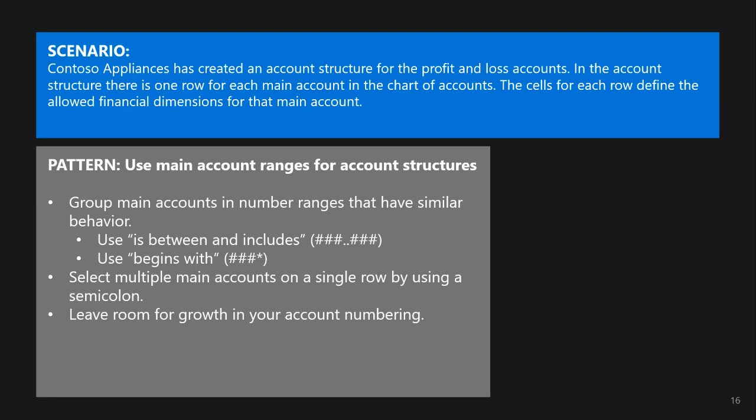We would suggest that you try to select multiple main accounts on a single row by using a semicolon. So if they're not in ranges, like if you've got 6 accounts that all behave the same way, but they're not all right next to each other for whatever reason, then use the semicolon to separate them.